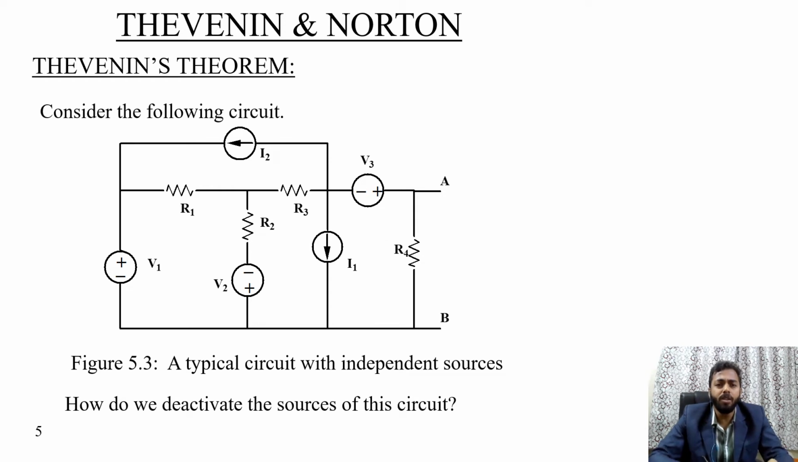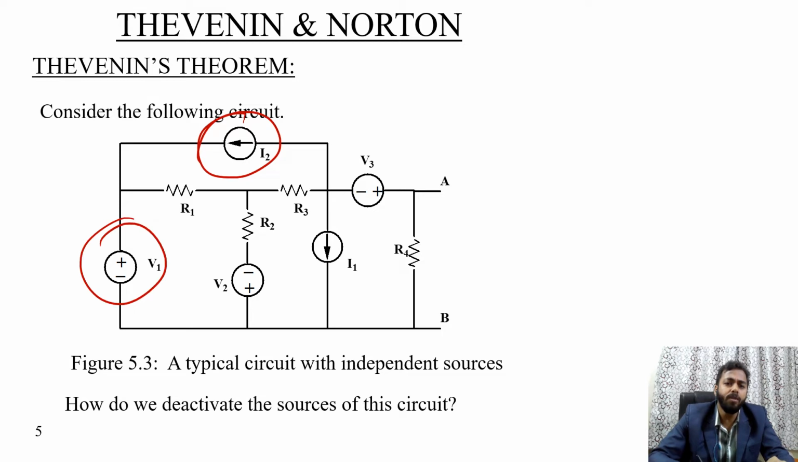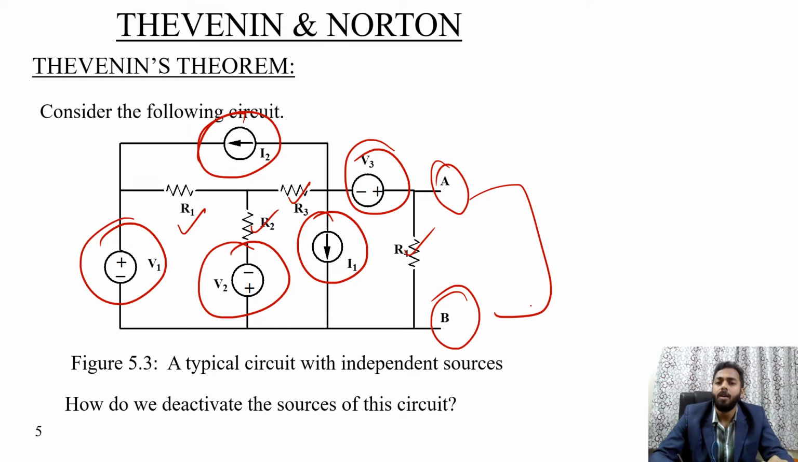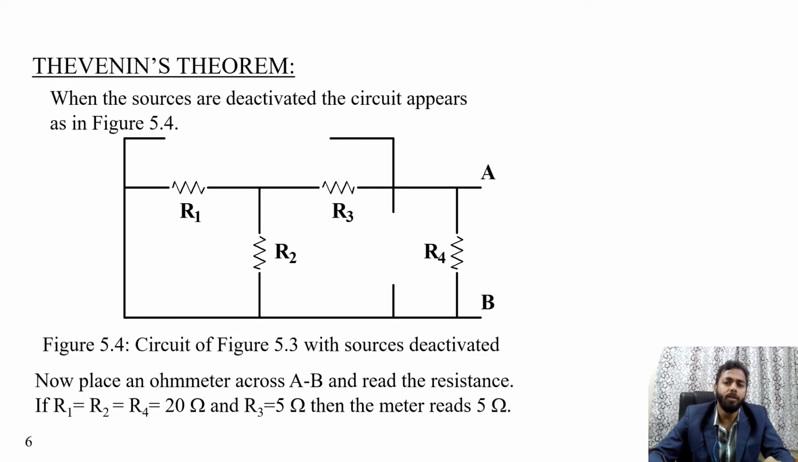Let us assume this is the circuit you have. How do we deactivate the sources? This one is the current source, and this one is the voltage source. The resistors R1, R2, R3, R4 are connected, and terminals A and B are the open terminals. Here we can find the voltage between terminals A and B, which is the open circuit voltage.